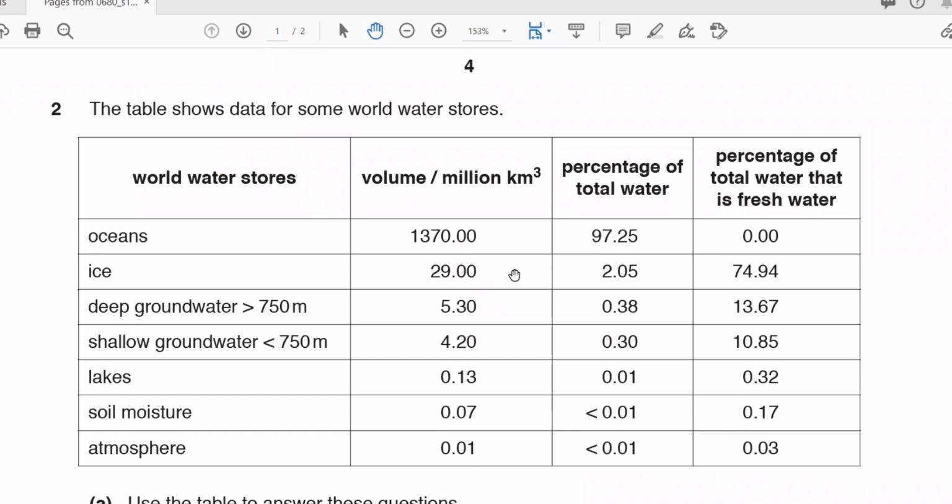The table shows data for world water resources. Stores, I mean, stores where water is stored. Okay. Use the table here to answer. They have mentioned, no problem. I will just help you out here.